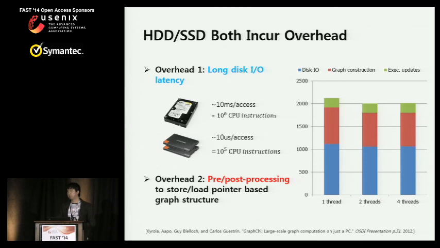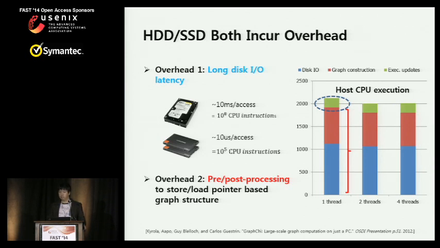But the current fastest SSD still requires tens of microseconds per access, so this is very long latency in a computing intensive workload. And moreover, current SSD uses a file system, which does not allow the direct storage of pointer-based structures. So pre and post-processing before and after the data transfer is needed. And we found that this overhead consumes a significant part of the total execution time. Only about 10% of the execution time is used for real graph computation, and the remaining part is spent on this overhead.